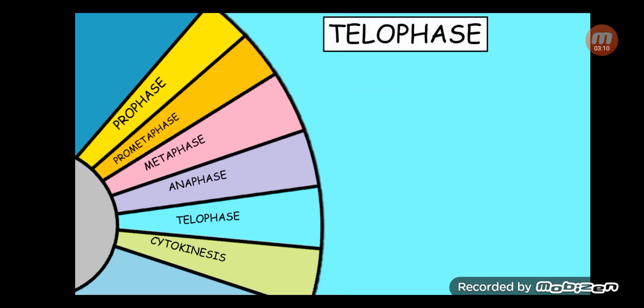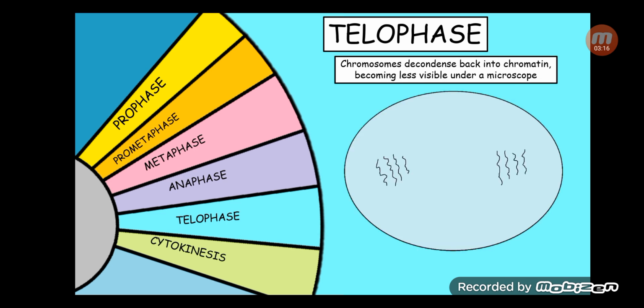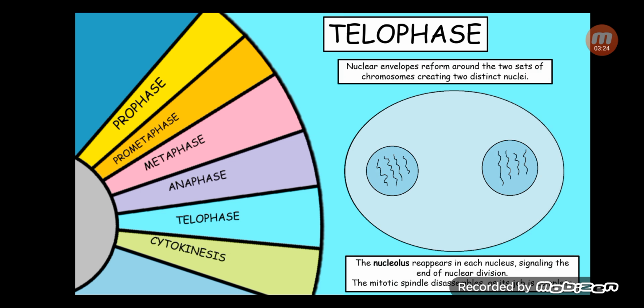Then starts the last phase of nuclear division of M phase, that is telophase, in which the chromosomes decondense back into chromatin and become less visible under a microscope. The nuclear envelope reforms around the 2 sets of chromosomes, creating 2 distinct nuclei. The nucleolus reappears in each nucleus, signaling the end of nuclear division. The mitotic spindle disassembles as its job is completed.